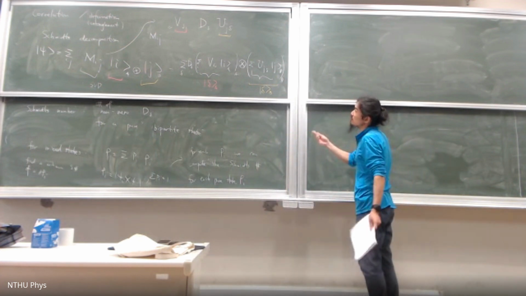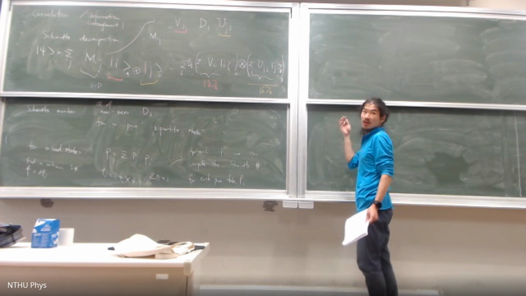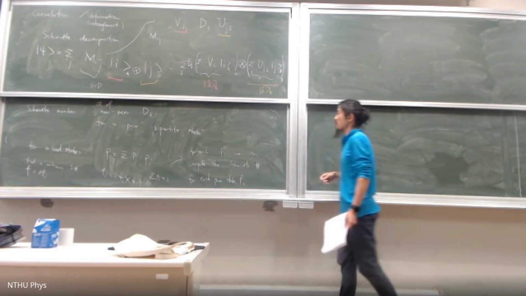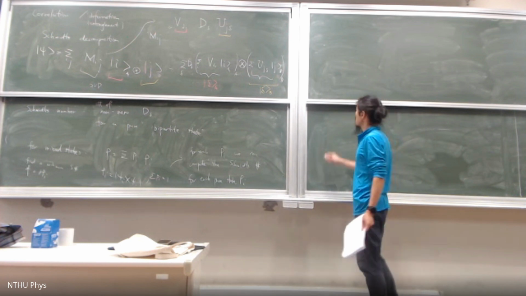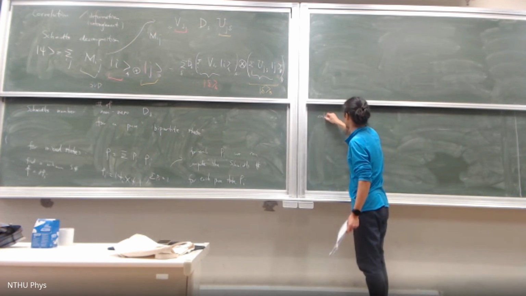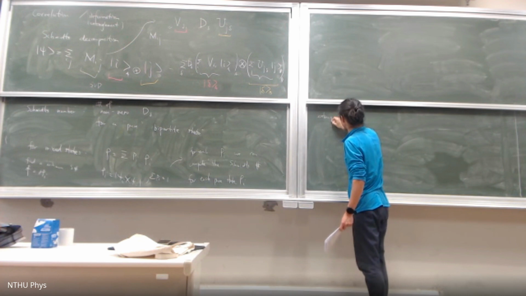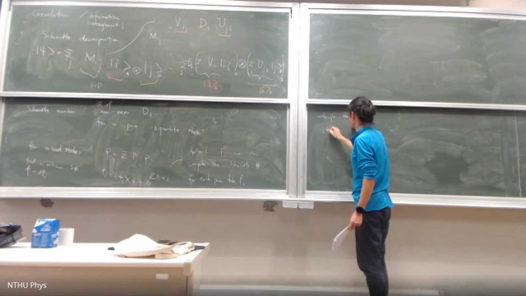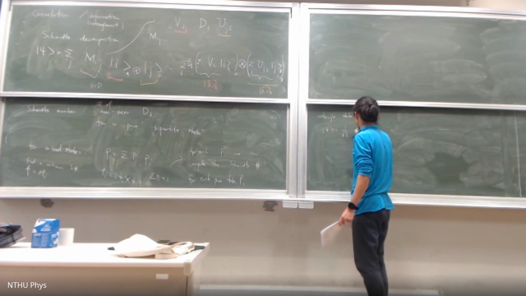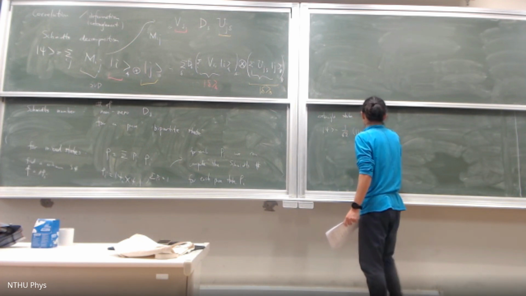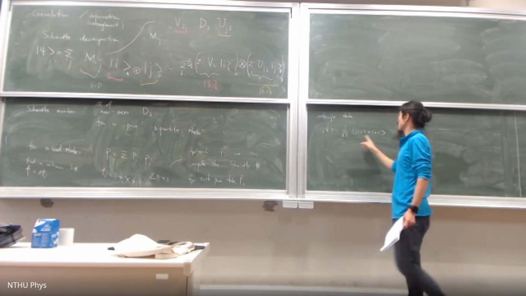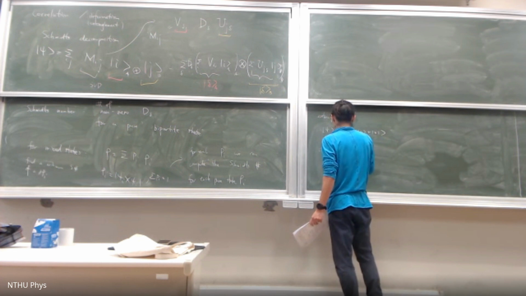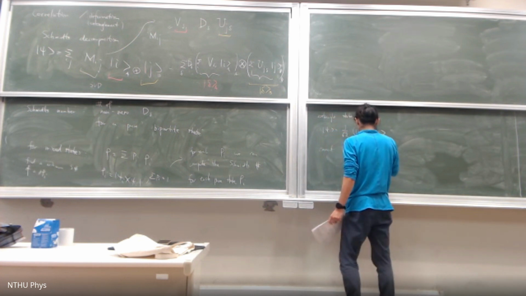Now, why is the Schmidt number important? Because it's a way to characterize entanglement. We use the Schmidt number to characterize entanglement. For an entangled state, for example, we can write something like this one. It cannot be factorized.